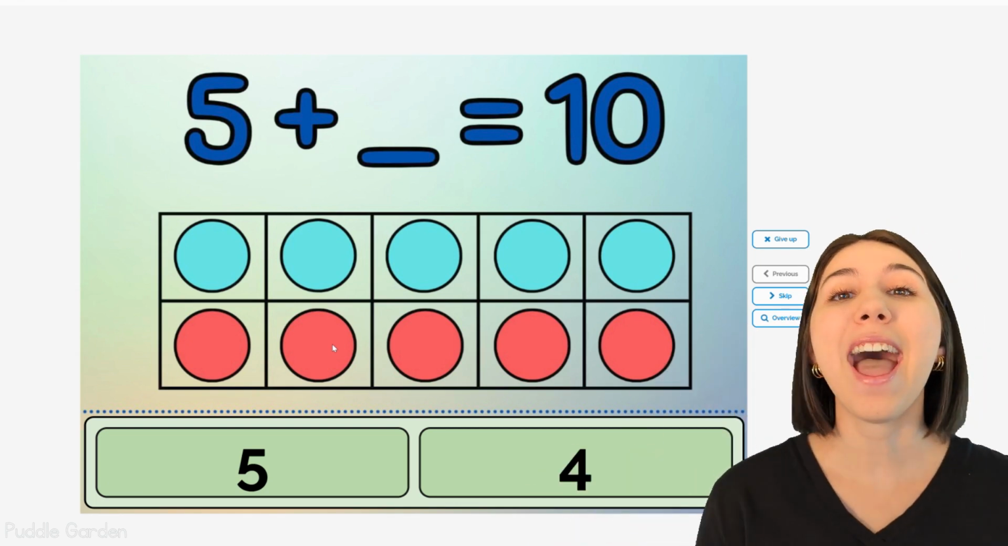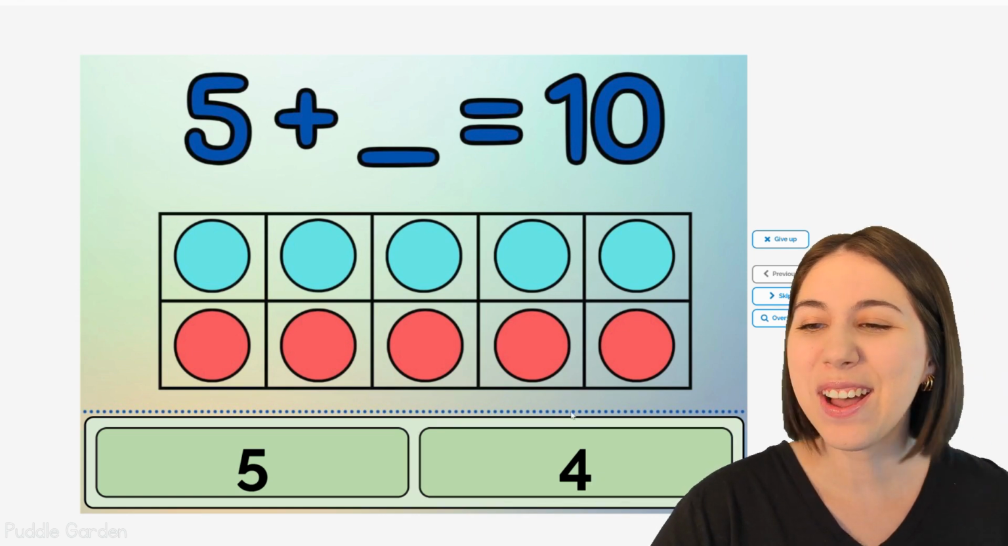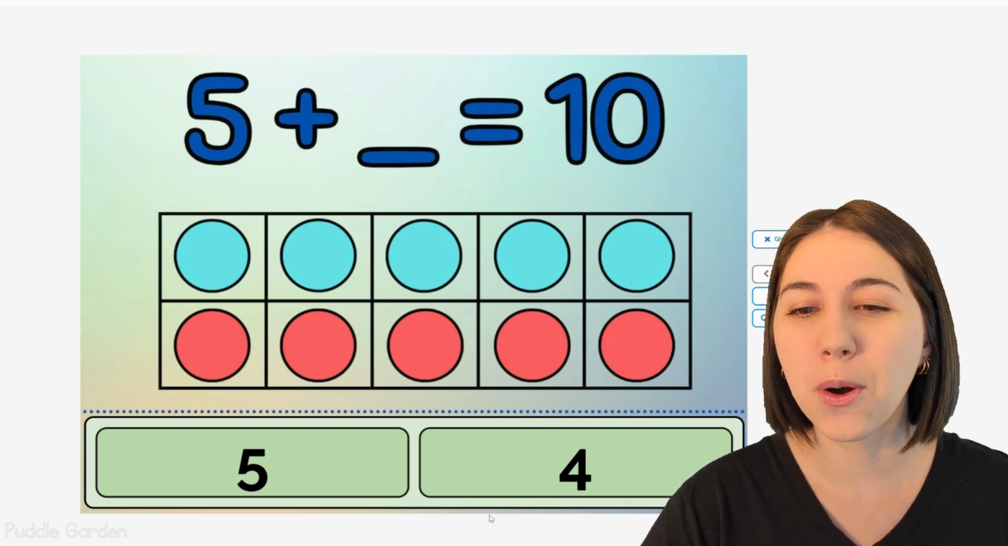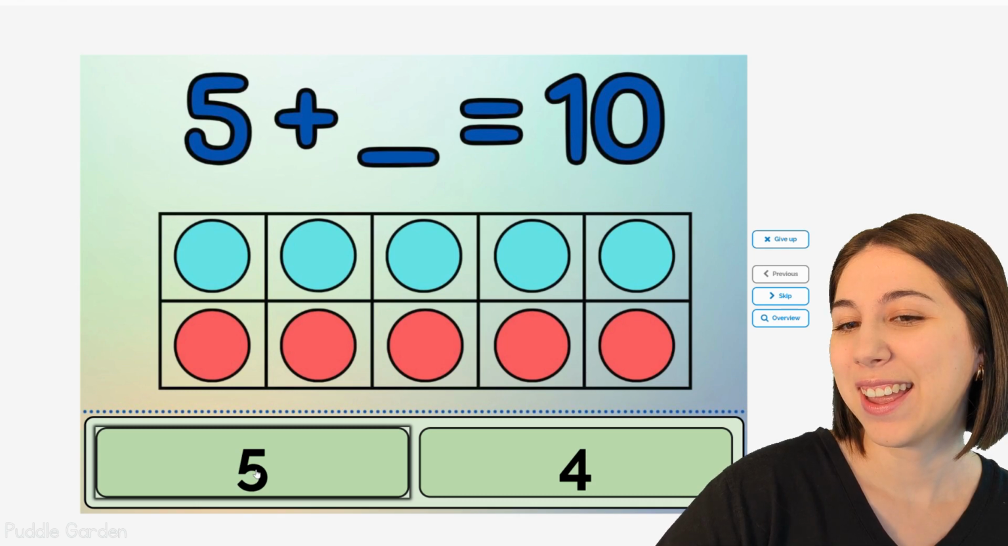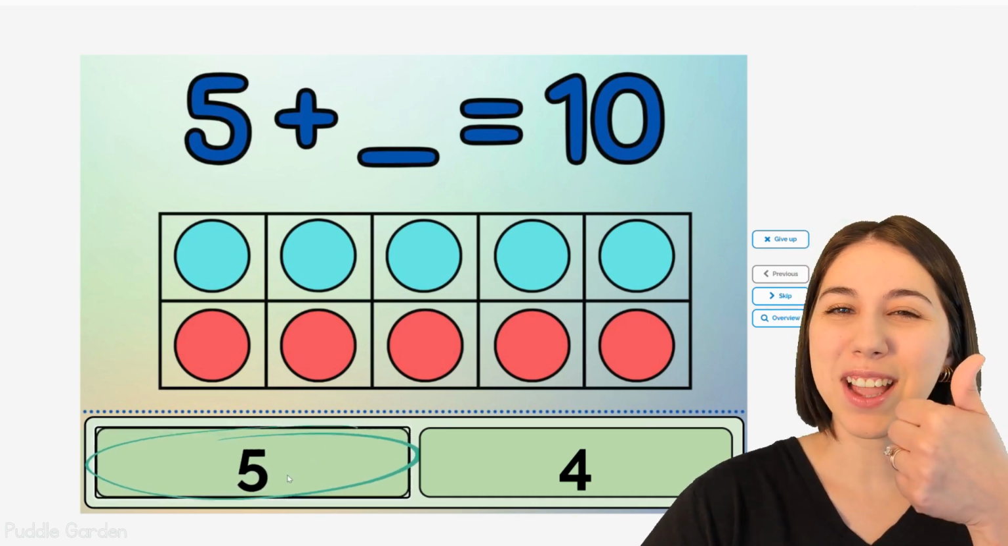That's right, we have 5 reds. Is this our 5? No, this is our 4. Is this our 5? Yep, this is our 5. Let's check it. And we got it correct.